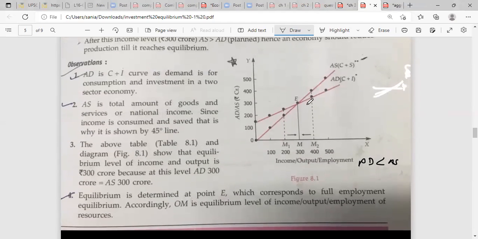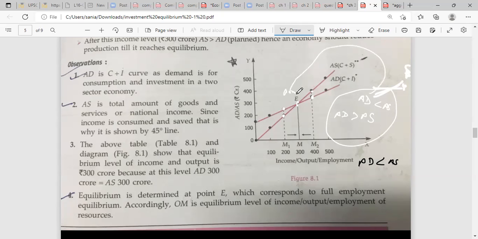Yeah. So in the graph, see over here, at this point you can see AD is equal to AS. But here you can see AS is down and AD is up. So that means AD is greater than AS. And here AD is less than AS, that is, AS is greater than AD, right?